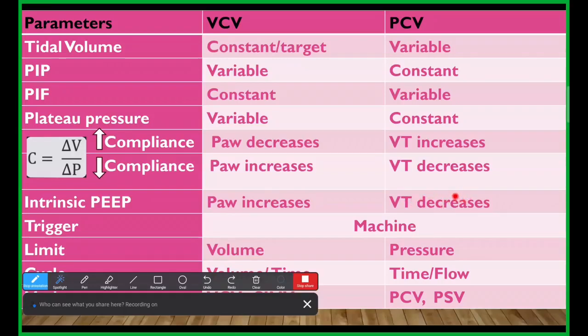To trigger, in any controlled ventilation, it is machine triggered. And the limit depends upon the mode. In volume control, the limit will be volume, and in pressure control, the limit will be the pressure. Cycle: tidal volume. Since it is a controlled ventilation, time cycling can also happen. In pressure control ventilation, it is time and flow. So the modes, as you know: volume control modes are VCV, ACVC, and SIMV. And pressure control: PCV, PSV, CPAP, PEEP, all those things.